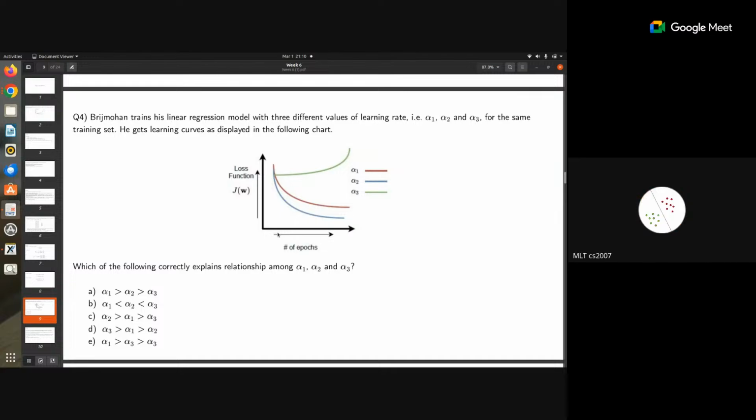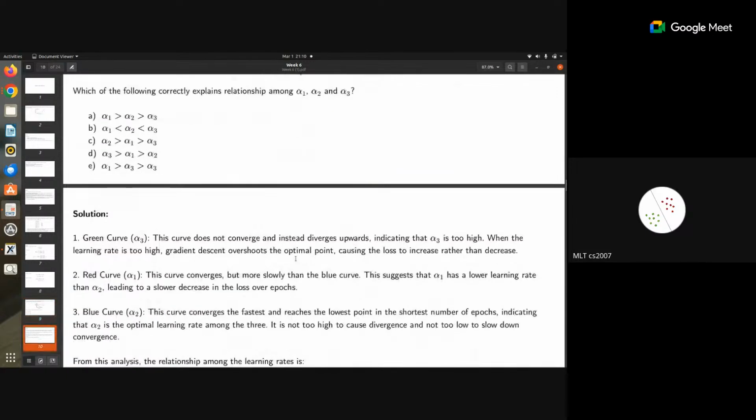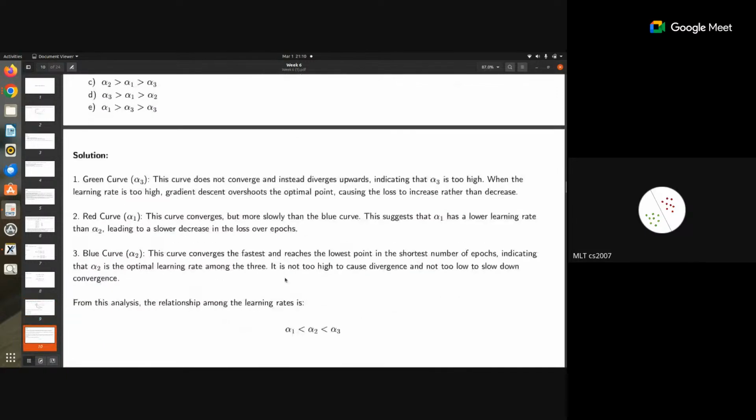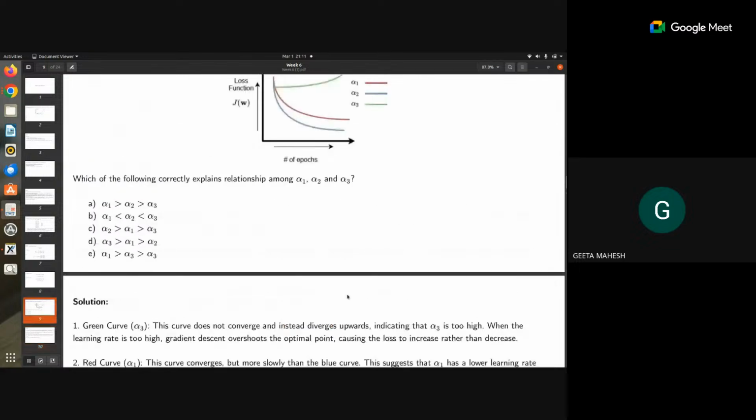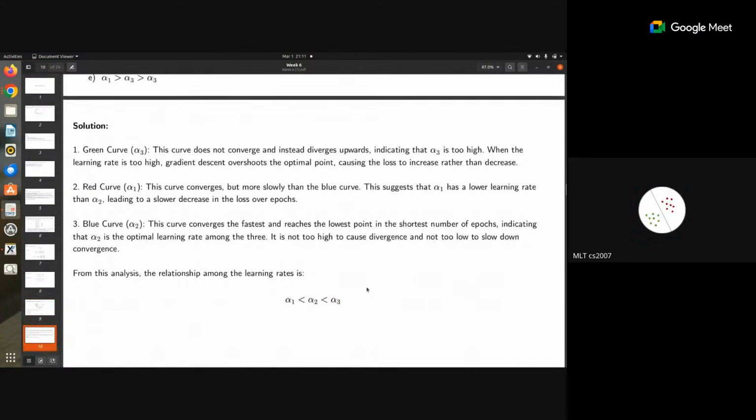Are you asking me the question or answering it? Yes, sir, I am asking you. Okay, this will be your solution, Ram. Yeah, green is high because it is diverging upwards. This is a simple explanation, right? So whatever we are discussing is the correct one, right?